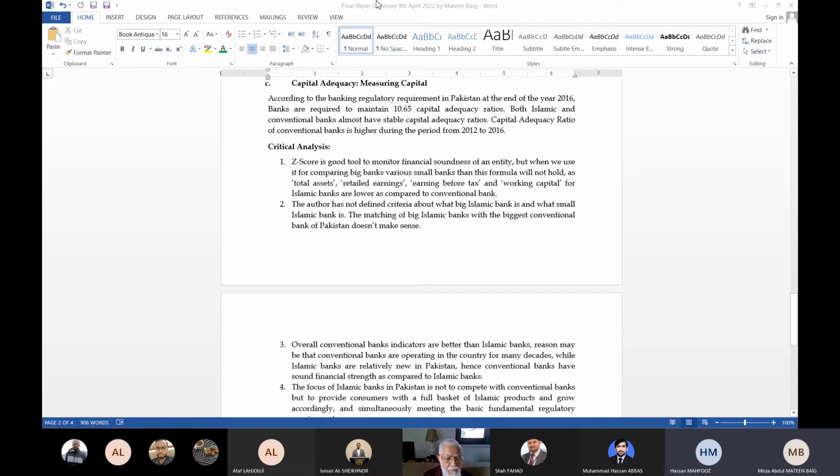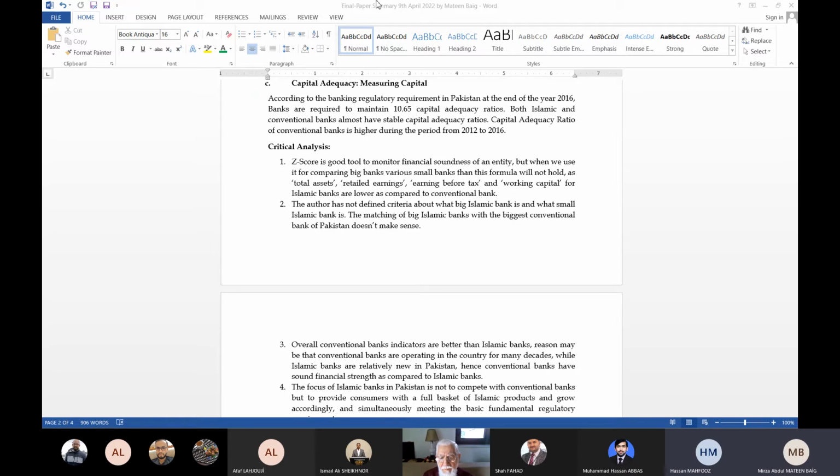Now, my critical points of the study are: the Z score is a good tool to monitor the financial soundness of an entity. But when we use it for comparing big banks versus Islamic banks, this formula, from my point of view, does not hold, because the formula uses total assets and retained earnings, which have different figures. Their numbers are very big as compared to Islamic banks, which obviously returns a good score for the big banks. Islamic banks, since they are new in the Pakistani financial markets.